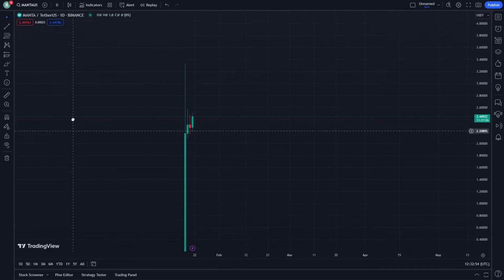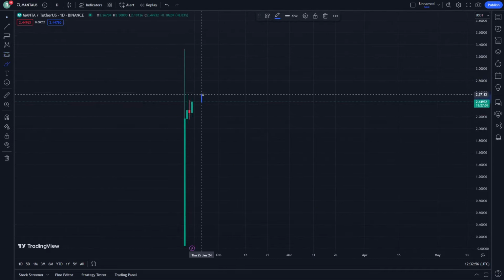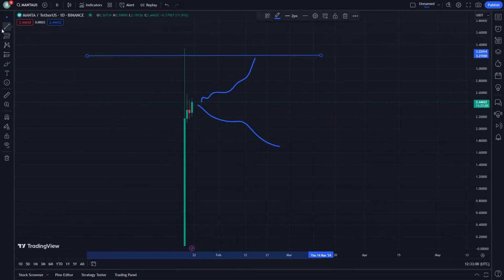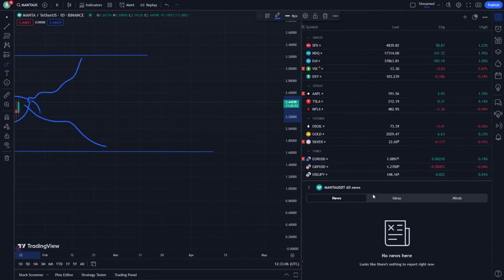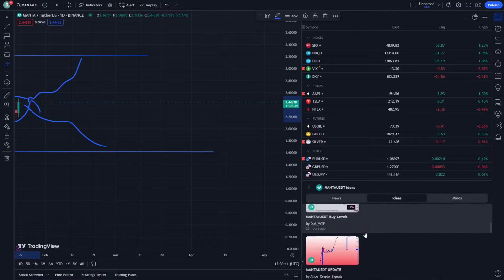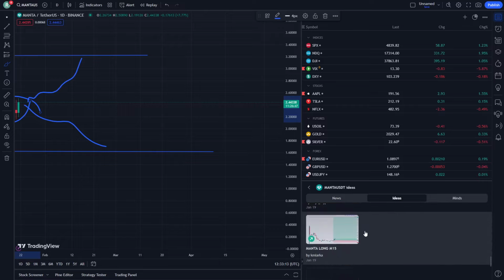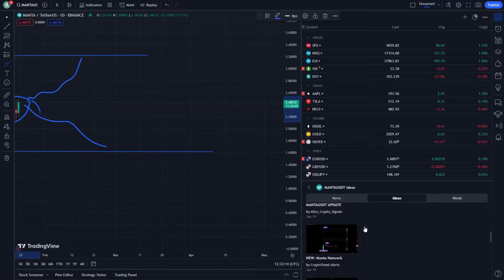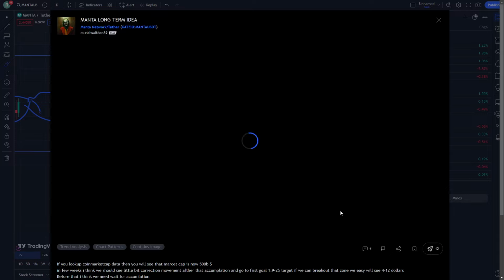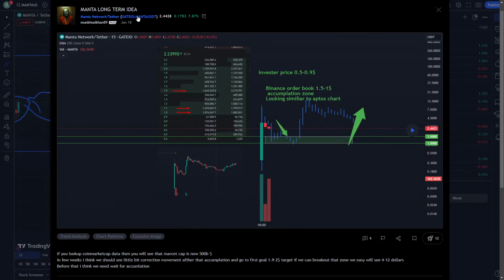So the second price prediction would be about a 50% increase and a 50% decrease, according to two stretched forms and two trend lines, which will be in the middle. So there is news and no idea. Today, on 23 hours, they are still activated through the ideas, and then Manta long term idea.